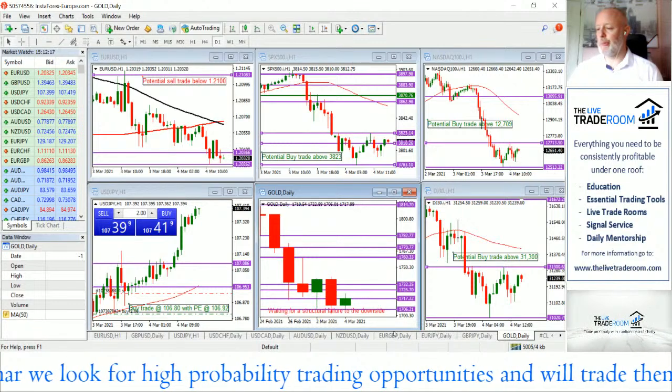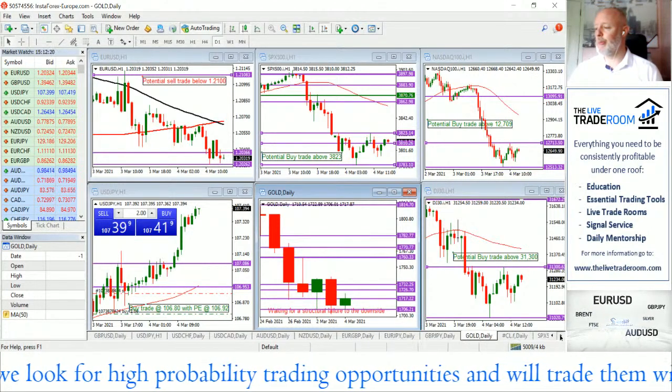German Finance Minister Scholz here saying they will do extra spending activities.